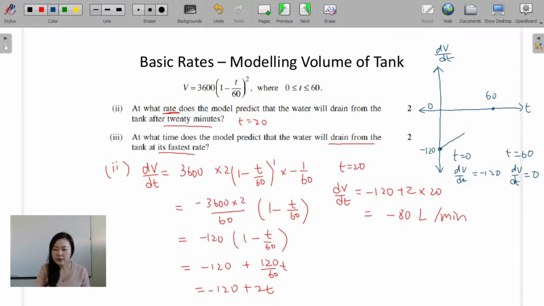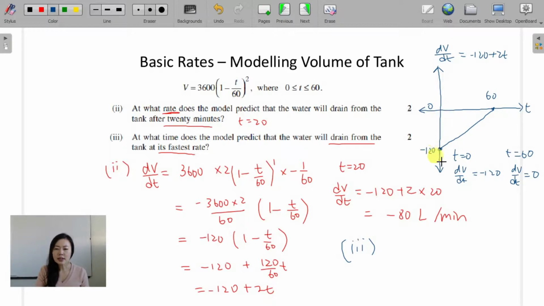So that's what the function looks like for the rate. You can see that the rate starts off at negative 120 and then it goes up and up until it goes to 0. So in answering the third part, if you focus on the rate equation, which is minus 120 plus 2t, you might not be able to gather what is the largest, fastest rate.